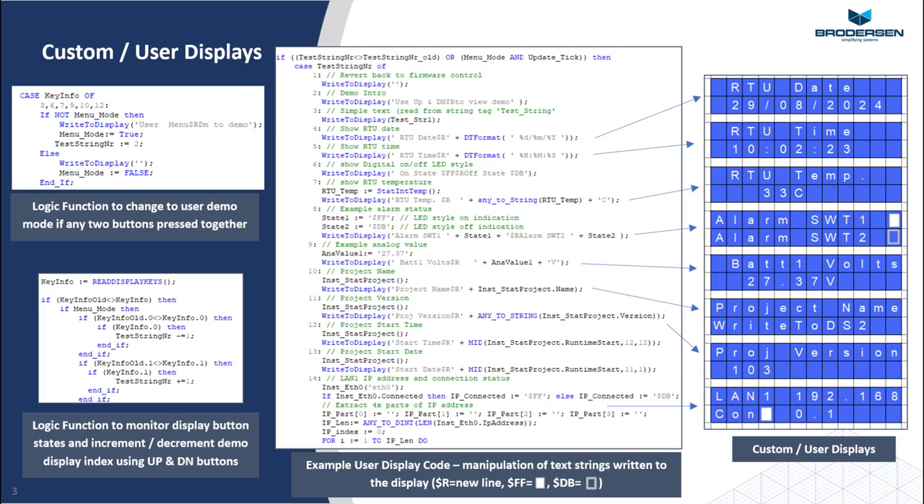Just down the bottom there, we're showing a few special codes. So escape, so using $R to make a new line, $FF will make a solid block, $DB will make an empty block. So useful for showing the state of something.